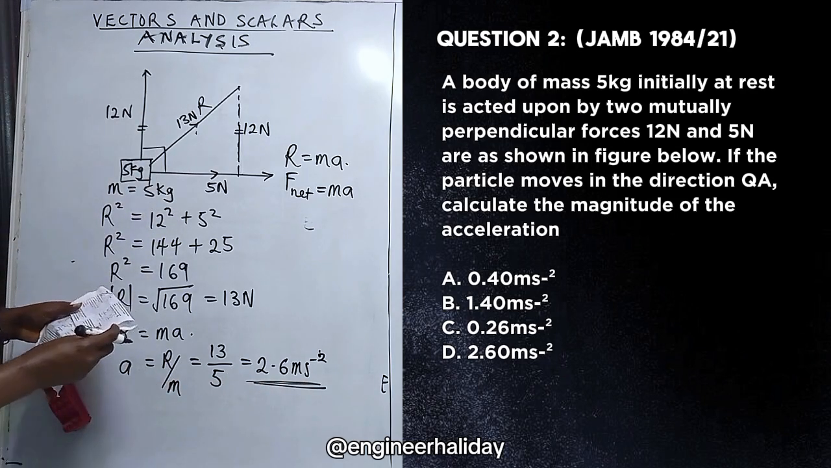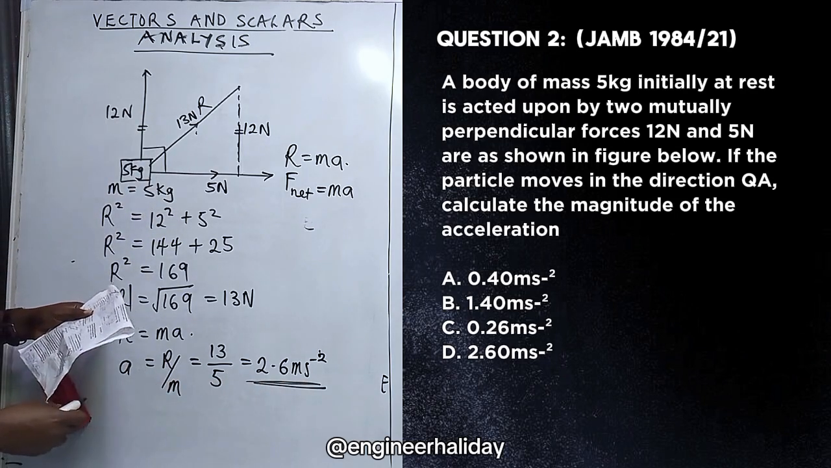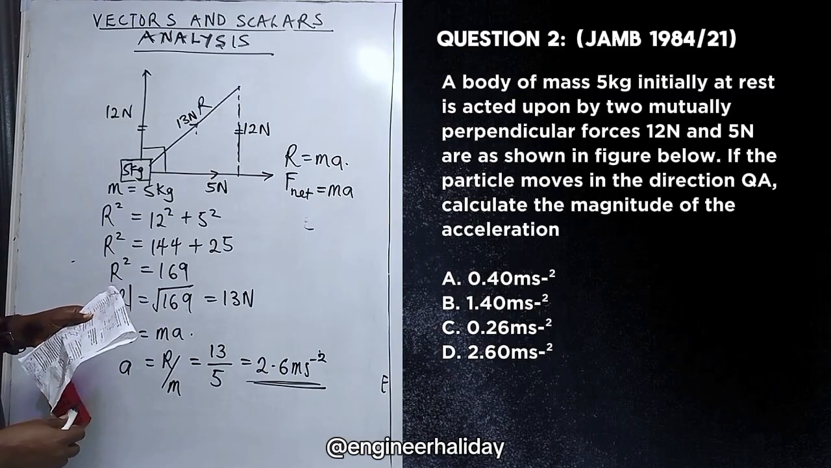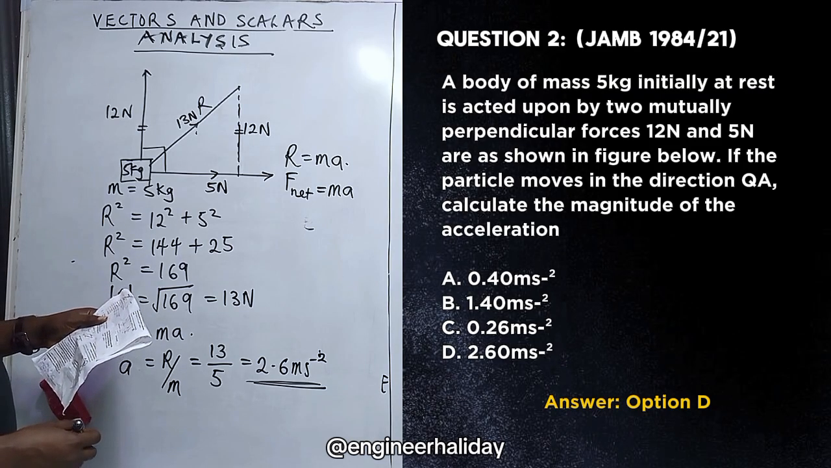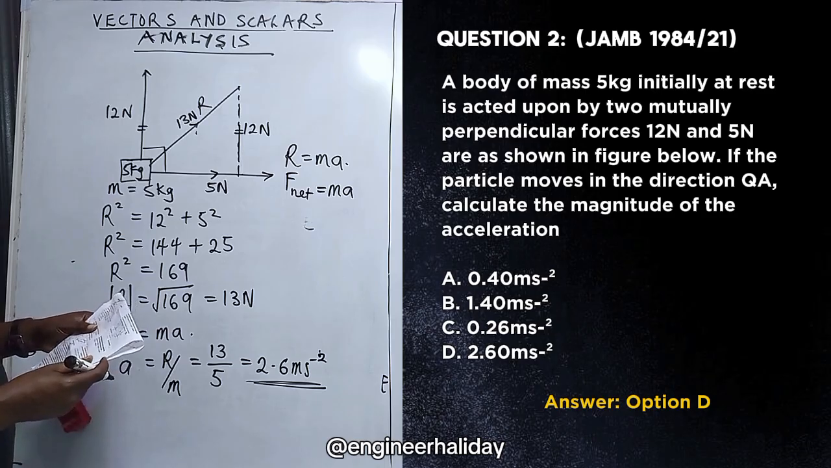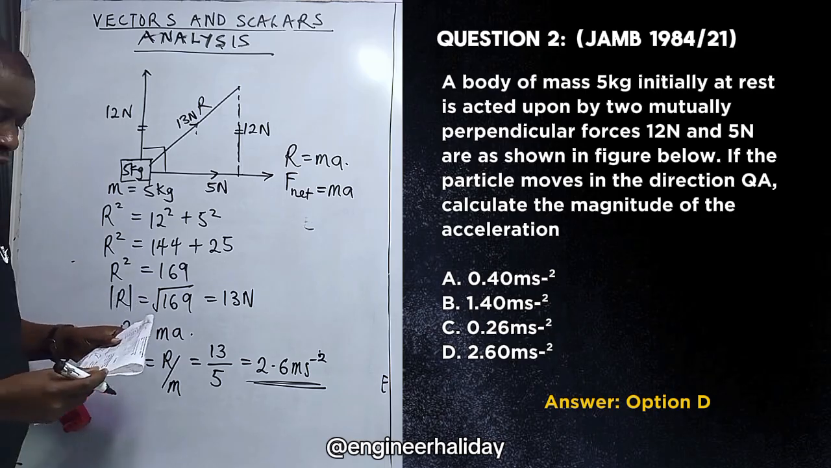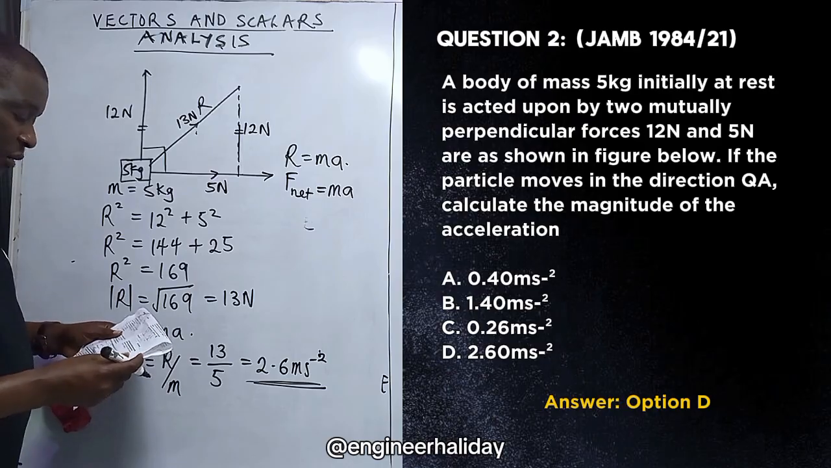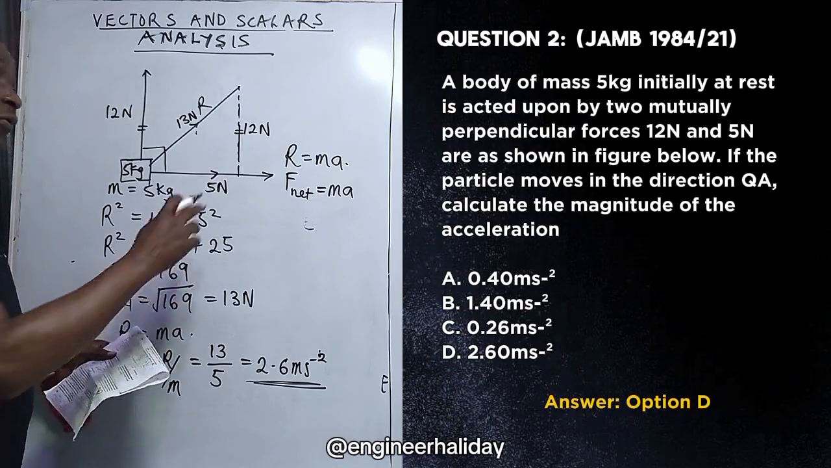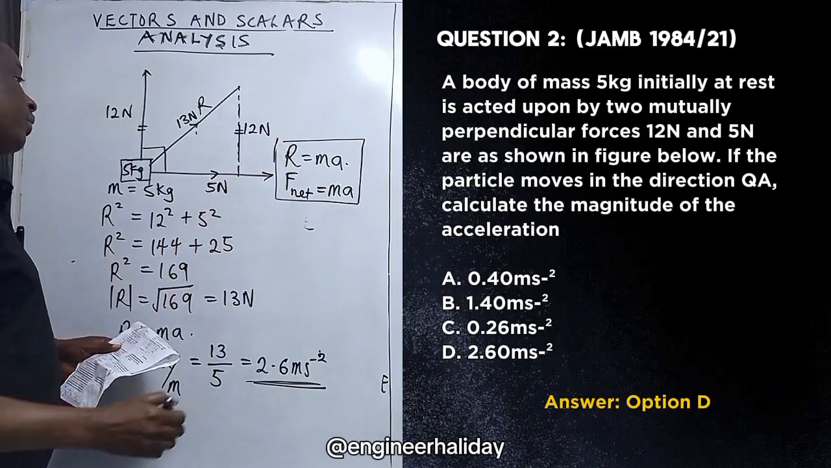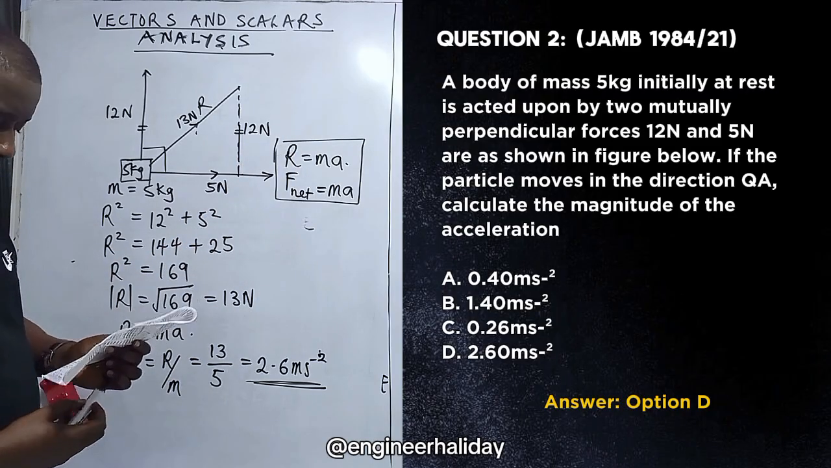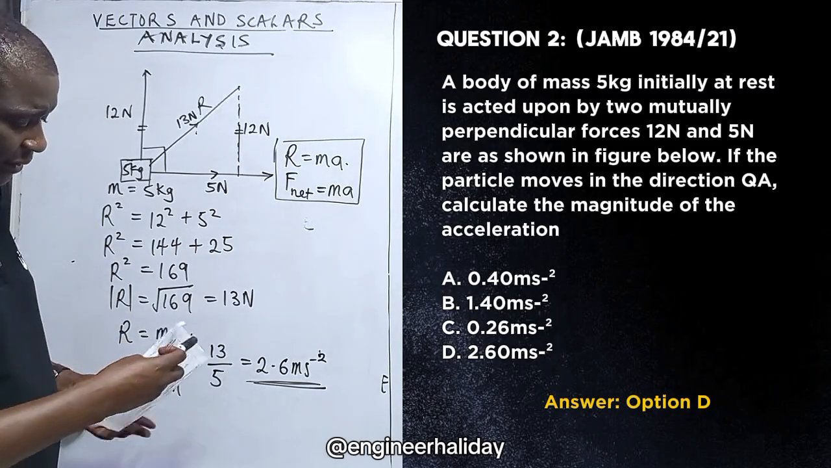So option A, we have 0.4 meter per second square. B, we have 1.40 meter per second square. C, 0.26 meter per second square. D, we have 2.6 meter per second square, which is D, the answer. Don't forget this formula. It was Newton's second law. The net force is equal to MA. Newton's second law.